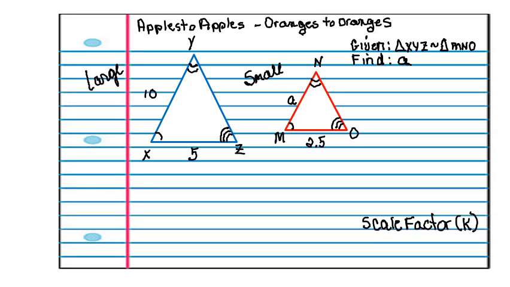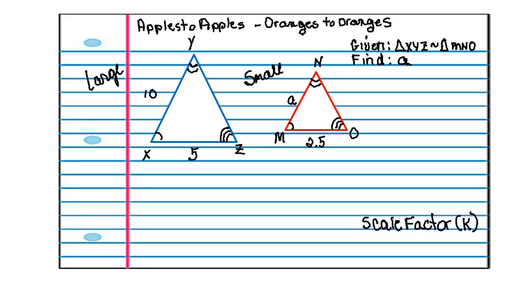Let's play apples to apples and oranges to oranges. You're given that triangle XYZ is similar to triangle MNO, and what you have to do is find side A here. Because they're similar, we know we have congruent angles, but we have a scale factor happening between the sides.